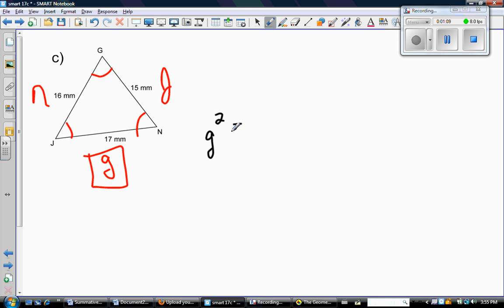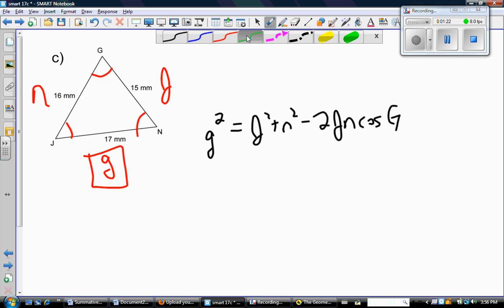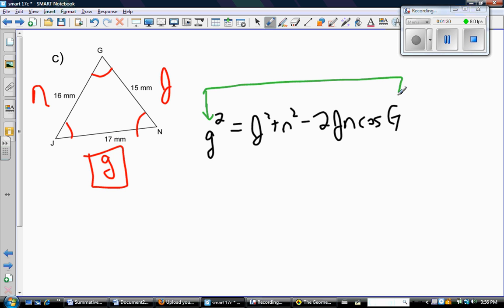g squared equals j squared plus n squared minus 2jn cosine big G. Make sure you set up the cosine law properly. The side that you want, the side that goes here, must correspond to the angle that you're using over here. The other two variables are the other two sides, okay?